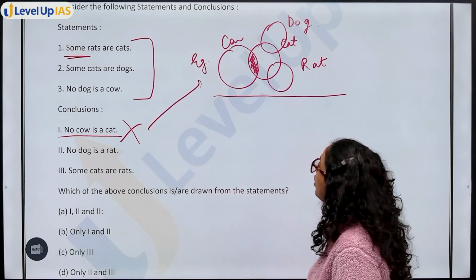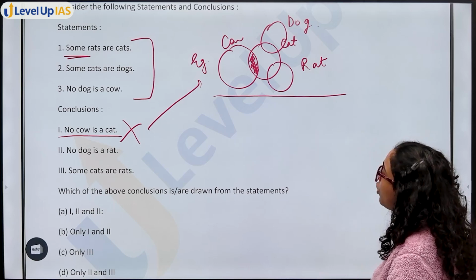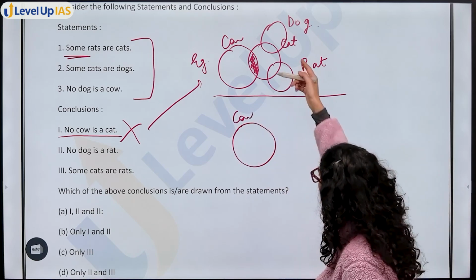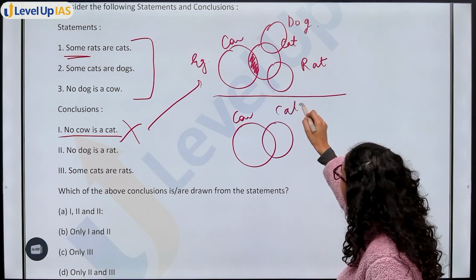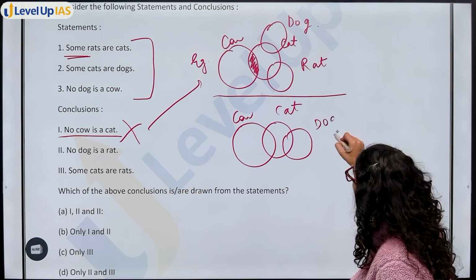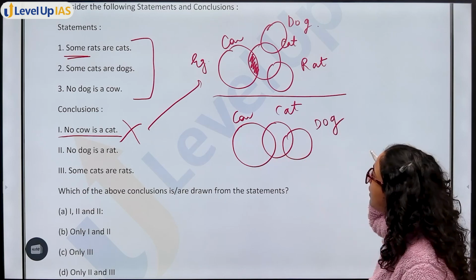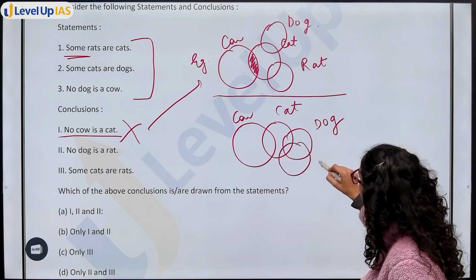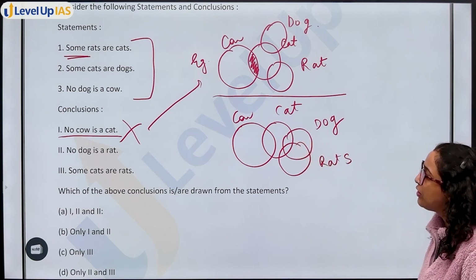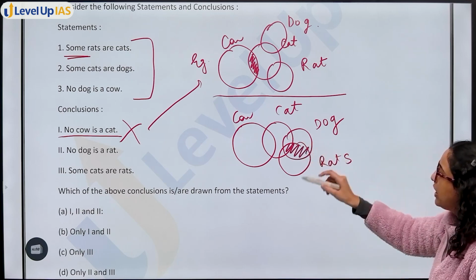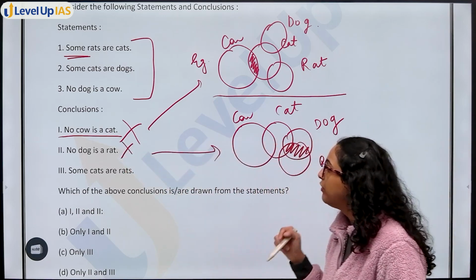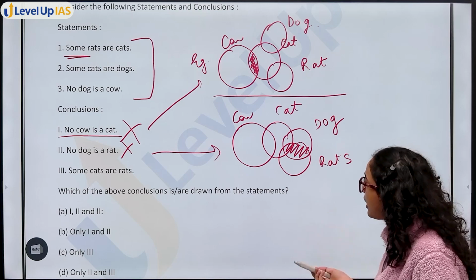Next, no dog is a rat. If you take it like this, change it in the same diagram: cow, cat, and cow and dog should not have anything in common. So let's say dog is here, and then some rats are cats, so make the rats like this. Some rats are cats. Dog is also there. No dog is a rat. There is an example where this is not true. So conclusion 2 is false.